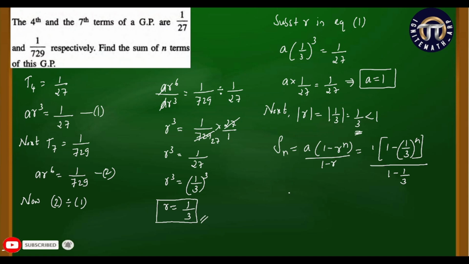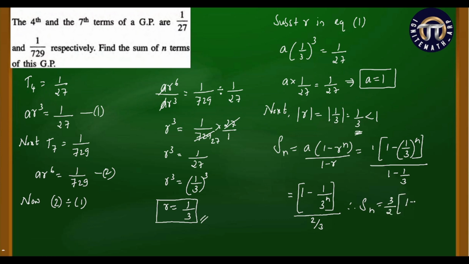Clear, children? So now what I'm going to get here is 1 minus 1 by 3 to the power of n. So that one divided by what I get over here is 3 minus 1, that is 2 by 3. So I can write the final answer as Sn is equal to, when I take this to the numerator, it becomes 3 by 2, then 1 minus 1 by 3 to the power of n.